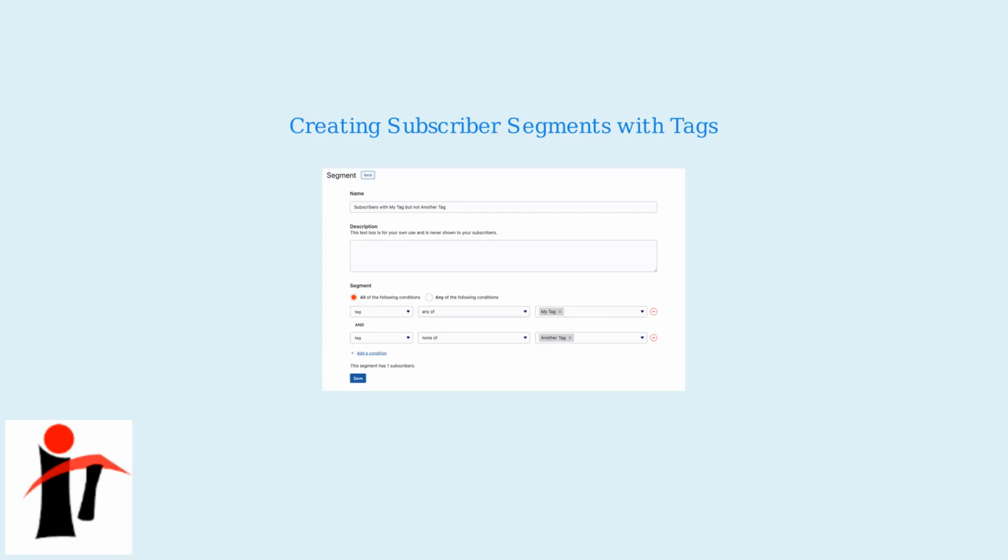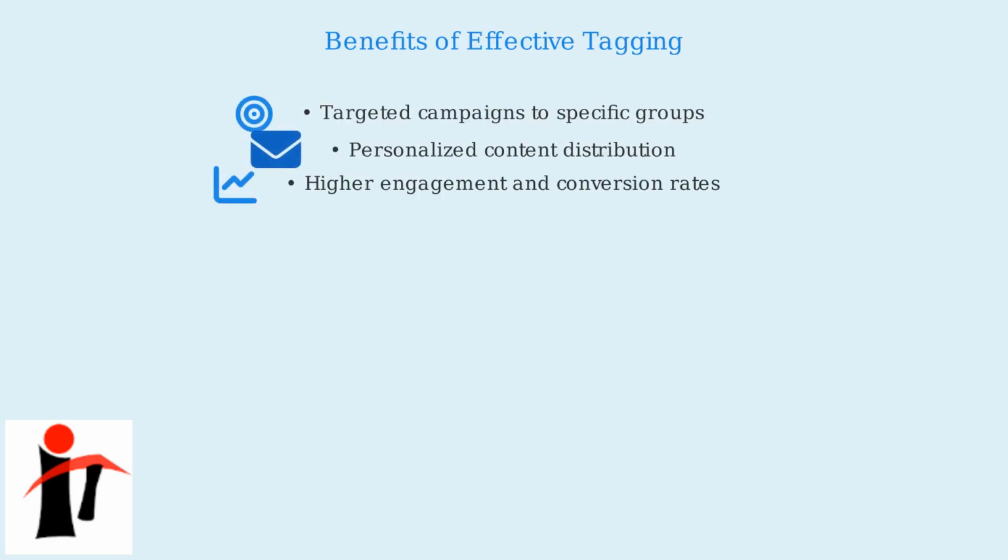For example, you can create segments like subscribers with my tag but not another tag using the tag-based criteria in Beacons.ai. This form shows how tags define segment conditions, allowing precise targeting. Effective tagging is crucial for successful, personalized campaigns. It enables targeted emails to specific subscriber groups, personalized content distribution, and can lead to higher engagement and conversion rates, as seen in case studies where creators improved retention by 40%.